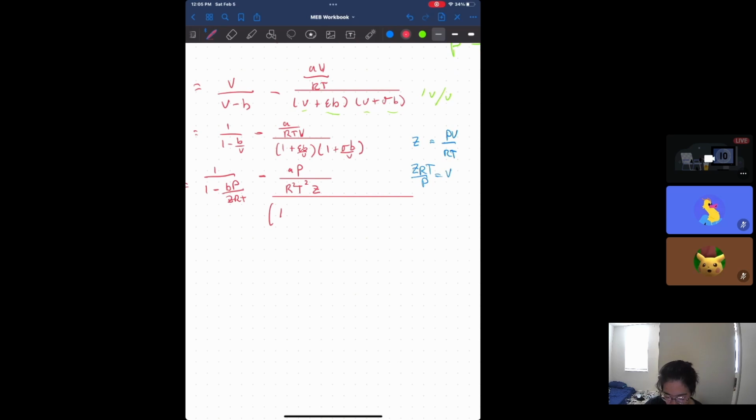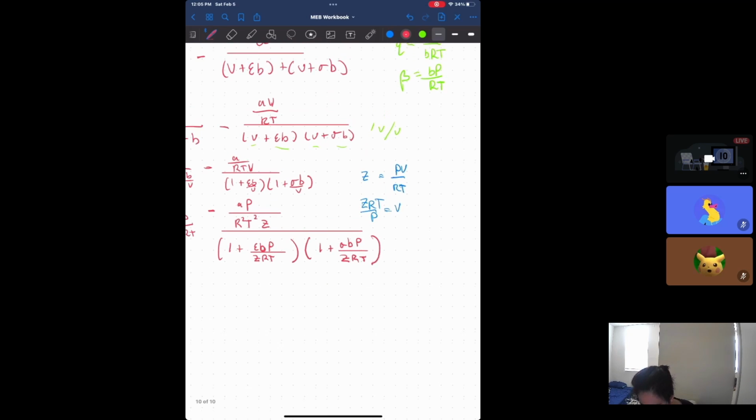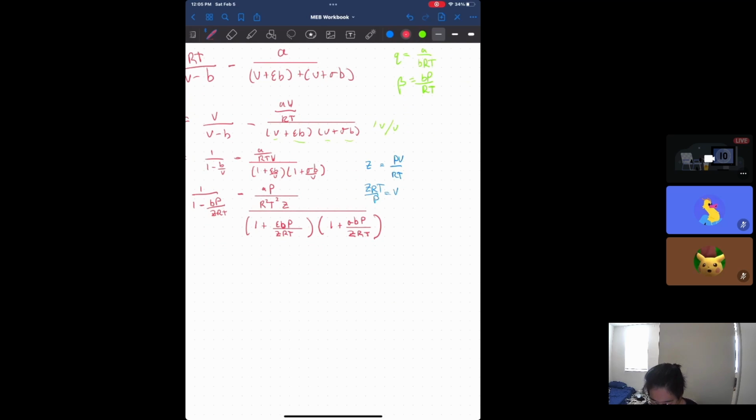We now have 1 plus epsilon b p over zrt, times 1 plus sigma b p over zrt.